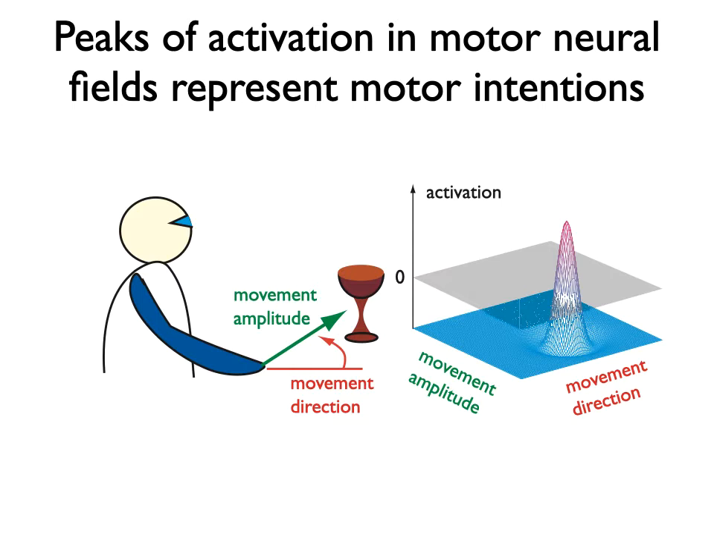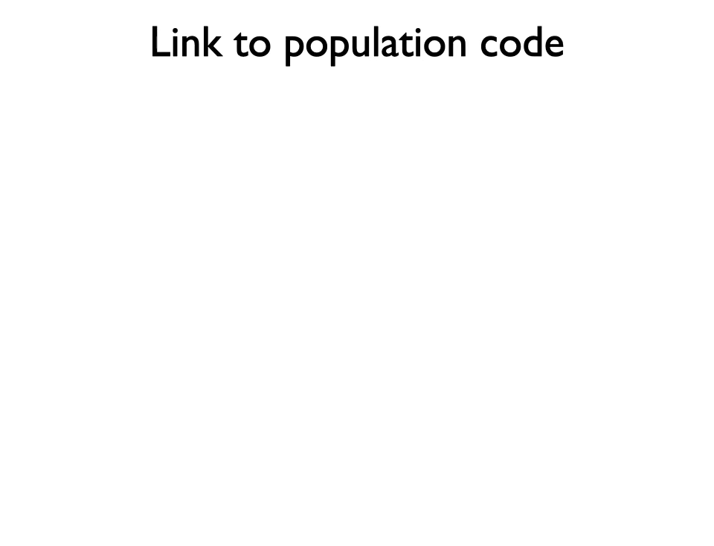So, for instance, if you have an intention to move to a particular object with a particular movement amplitude and direction, then you could think of a localized peak in that representation as being the neural representation of that, bringing about that movement. I want to formalize that link a little bit more to show you how the concepts of dynamic field theory are grounded in neurophysiology, and that's the link to population code.